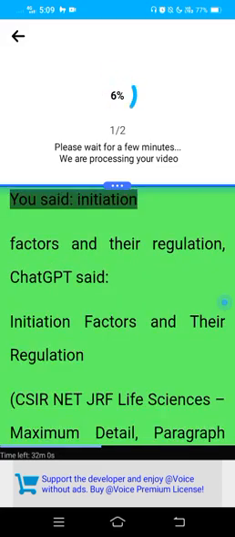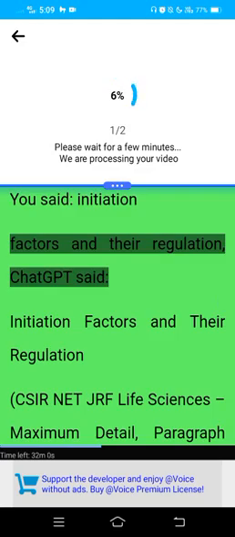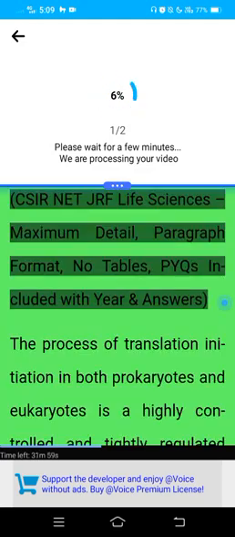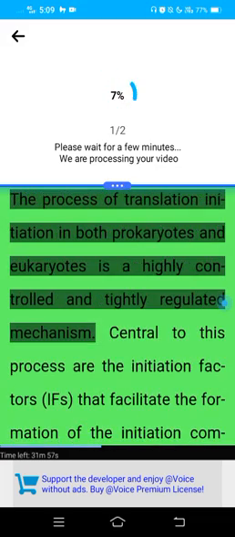You said: Initiation factors under regulation. ChatGPT said: Initiation factors under regulation. CSIR NET JRF Life Sciences, maximum detail, paragraph format, no tables, PYQs included with year and answers. The process of translation initiation in both prokaryotes and eukaryotes is a highly controlled and tightly regulated mechanism.